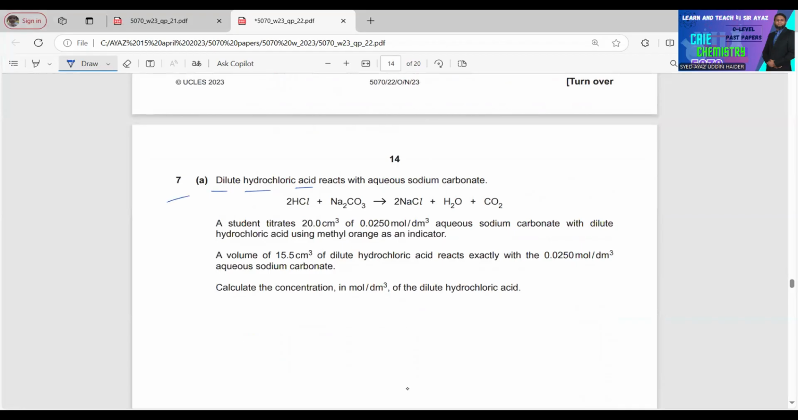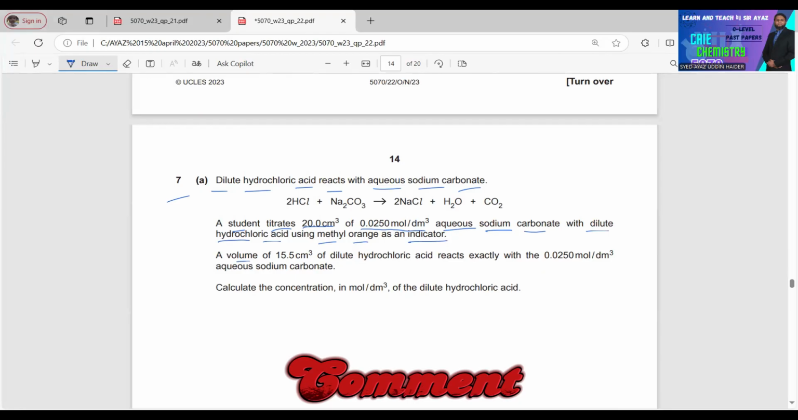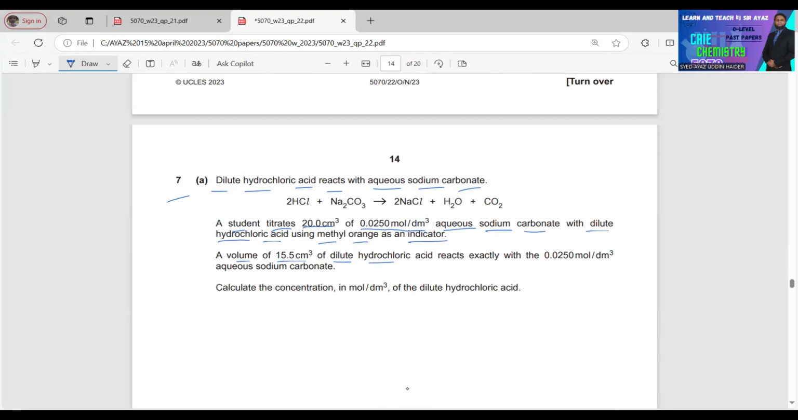7A, dilute hydrochloric acid reacts with aqueous sodium carbonate. So here's the reaction: 2HCl plus Na2CO3 gives 2NaCl plus H2O plus CO2. A student titrates 20 centimeter cube of 0.025 mole per dm cube aqueous sodium carbonate with dilute hydrochloric acid using methyl orange as an indicator. A volume of 15.5 centimeter cube of dilute hydrochloric acid reacts exactly with the 0.025 mole per dm cube aqueous sodium carbonate. Calculate the concentration in mole per dm cube of the dilute hydrochloric acid.